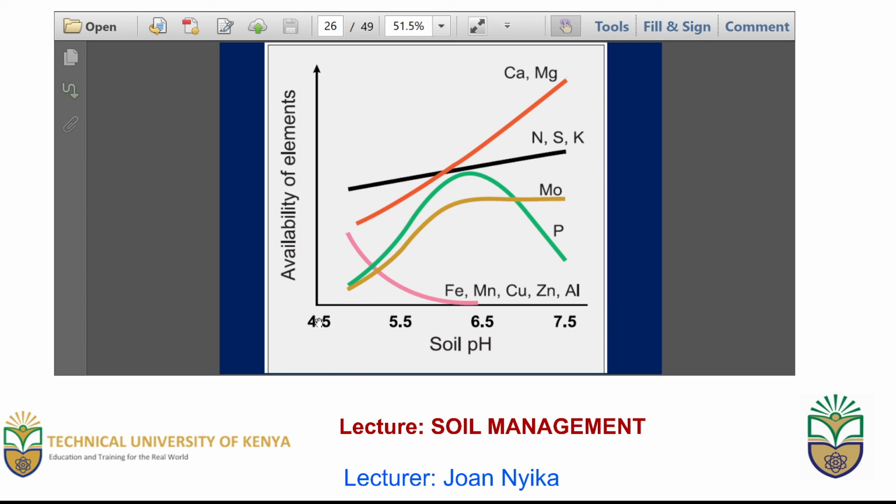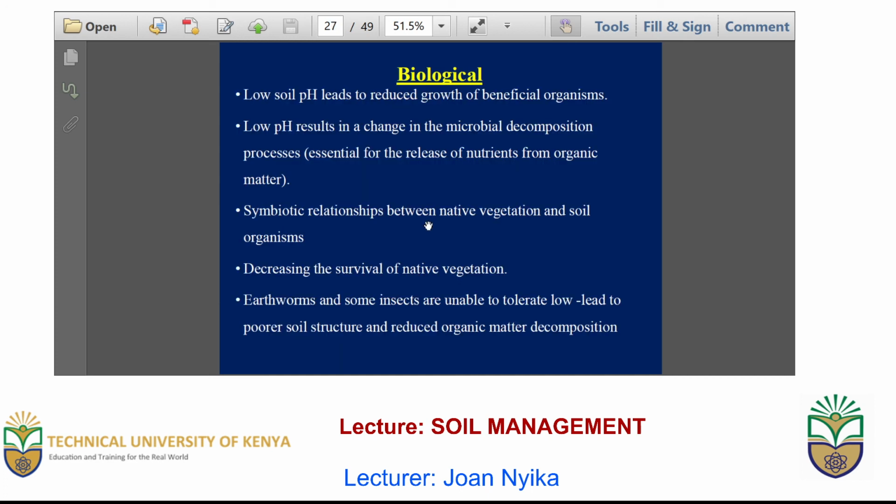What I am trying to demonstrate here is that the pH of soils, whether it is acidic or basic, affects some of the nutrient availability.